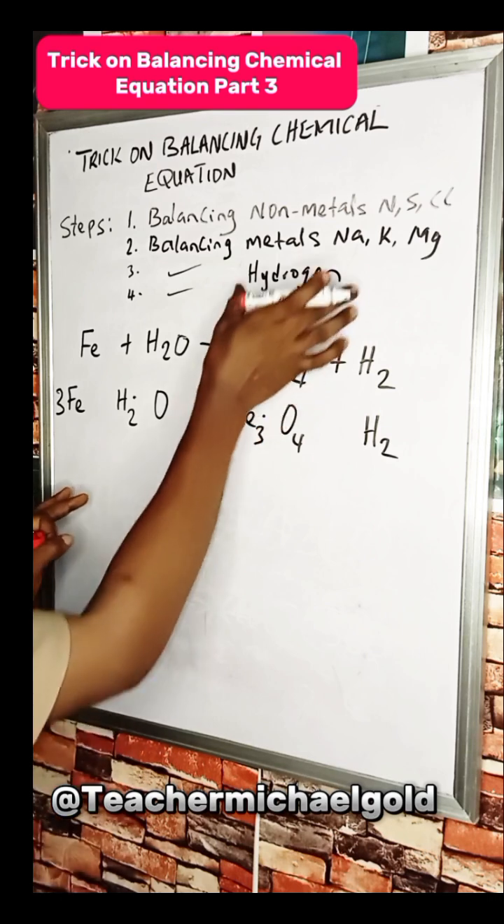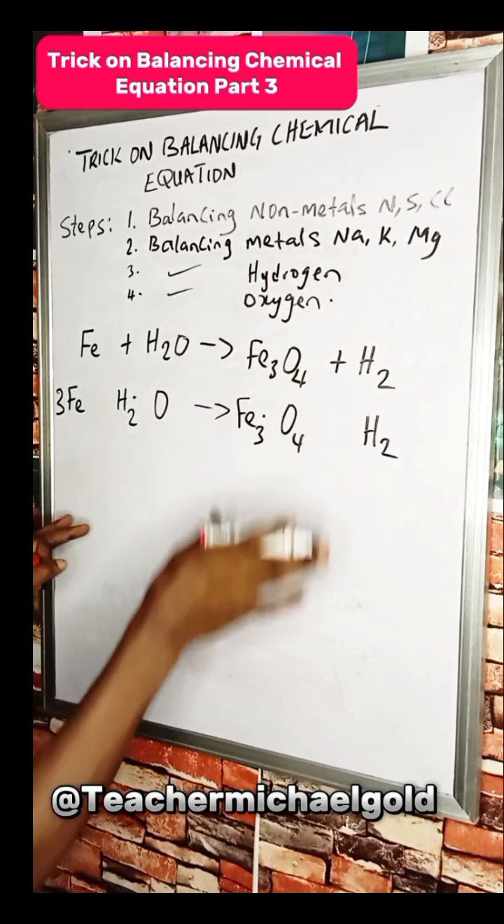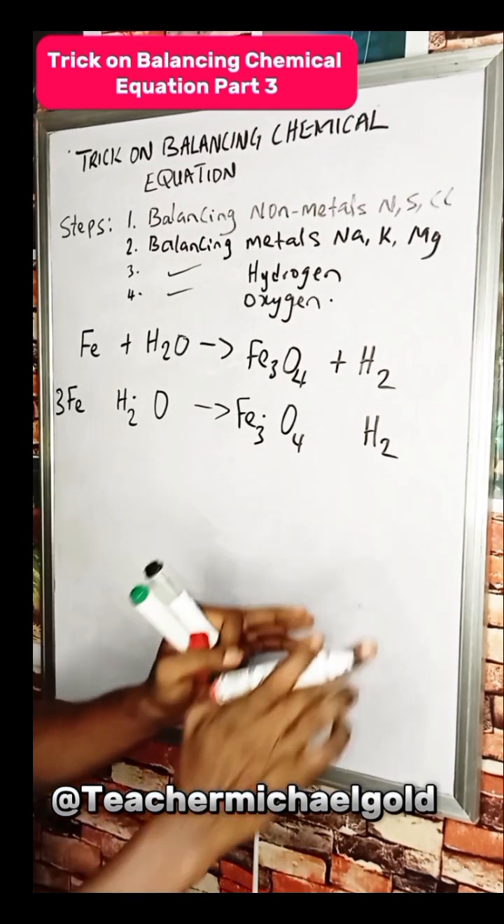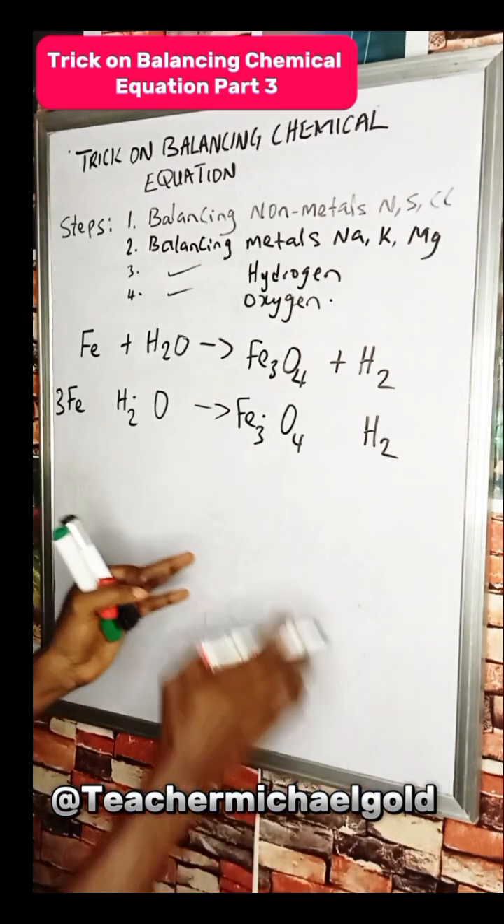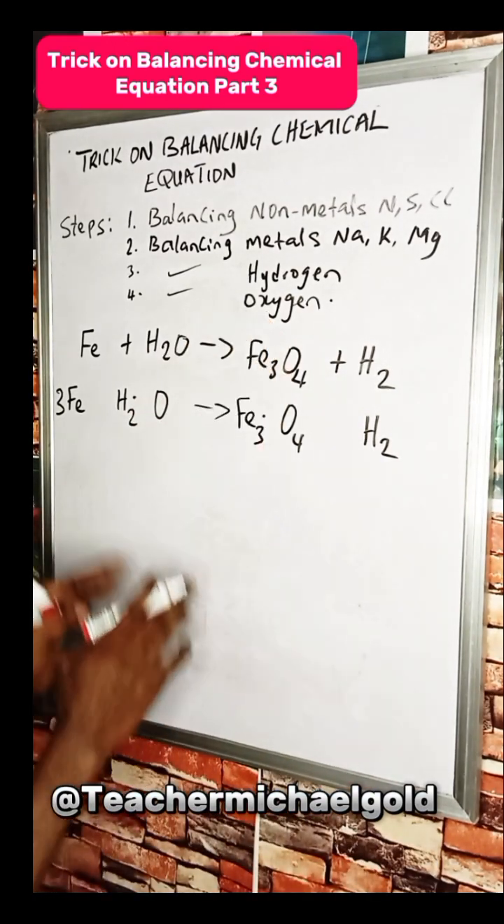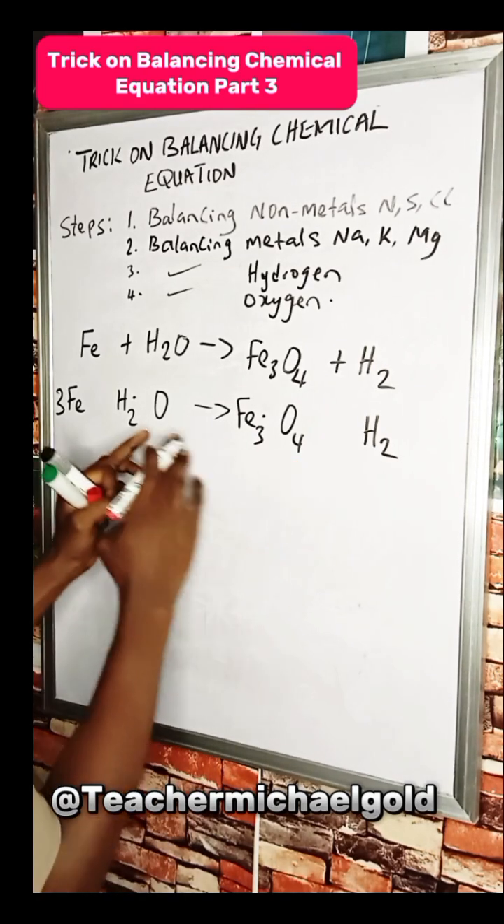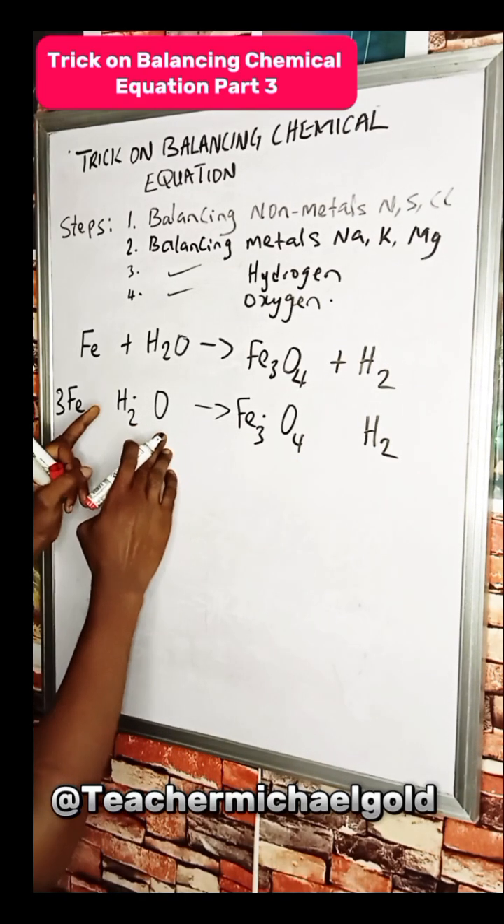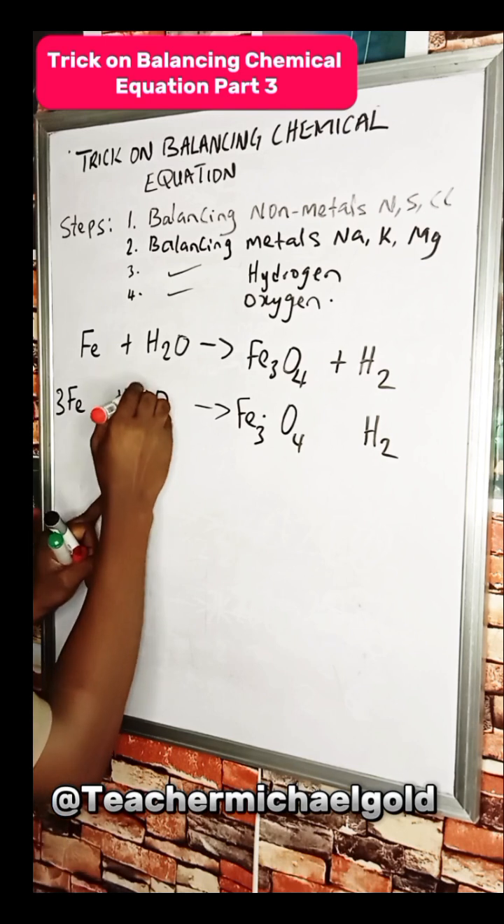The next step is balancing hydrogen. When you're balancing hydrogen, look at hydrogen here is 2. Hydrogen here is 2. So that means that hydrogen is balanced. The next step is balancing oxygen. Oxygen here is 4, while oxygen here is just 1. So what you need to do is to add 4 to oxygen here. So we add 4 here.